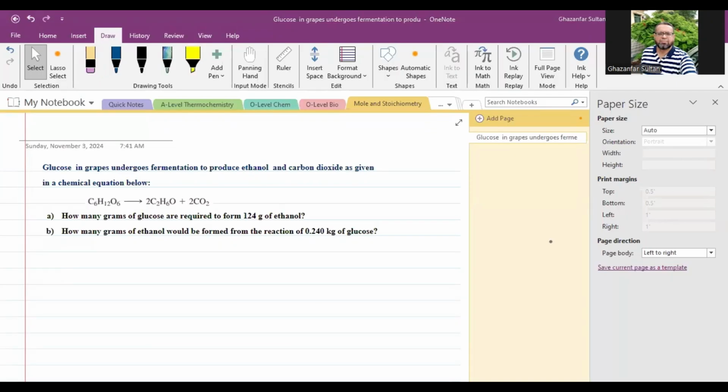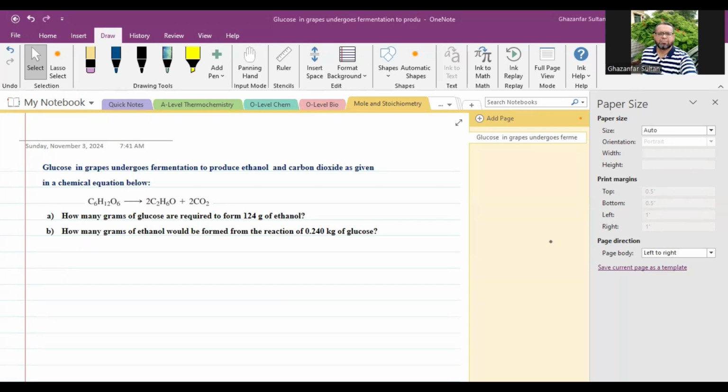Okay, students. So now we have a question regarding stoichiometry. Glucose in grapes undergoes fermentation to produce ethanol and carbon dioxide as given in the chemical equation below. And see that equation is also balanced. There are two questions. How many grams of glucose are required to form 124 gram of ethanol? So it is an easier question.